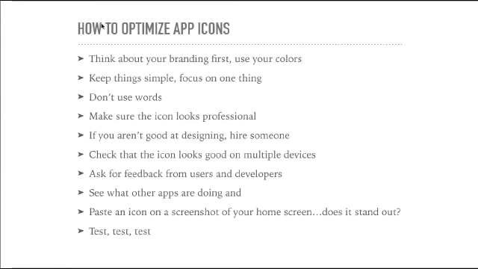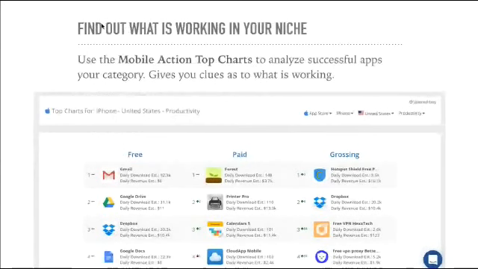Okay, so what's working in your niche? What you can do to look at other app icons quickly is to use the Mobile Actions top charts. And that's free. Just log in and check out the top charts, and then sort by category. What's your category? Or maybe you want to look at similar categories. For example, this is the productivity category, and you can get an idea of what people are doing with those icons.